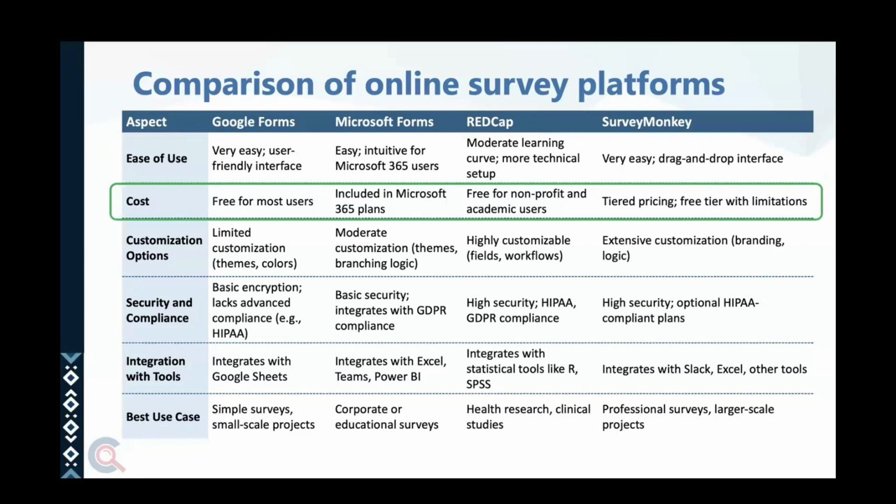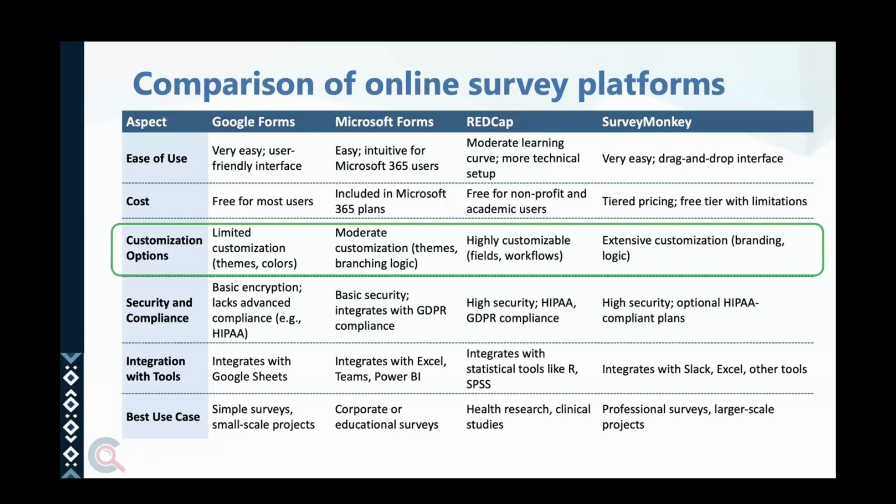Microsoft Forms comes with the Microsoft 365 plan, so you have to have that before you can access it. REDCap is an open source platform and is free for non-profit and academic users. SurveyMonkey is paid, and there is a tiered pricing model. In terms of customizability, or how much you can modify it, Google Forms doesn't have that much flexibility, but you can change the theme, the colors, and so on.